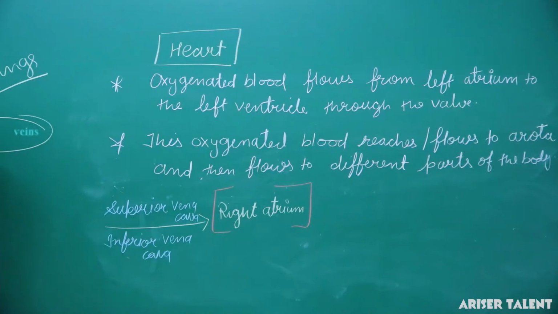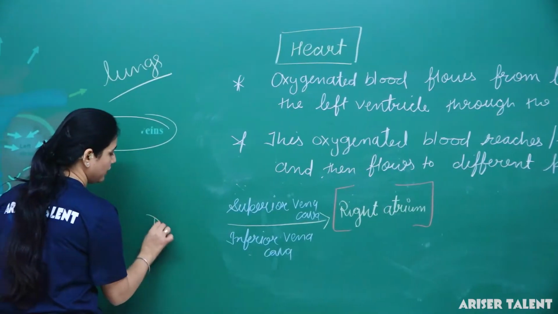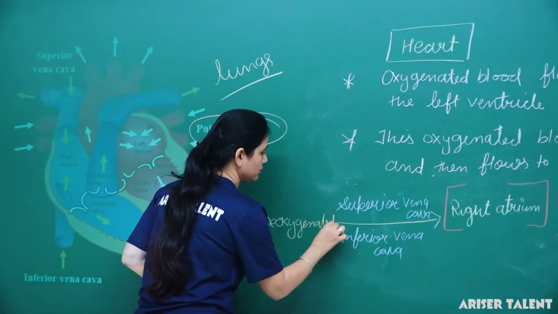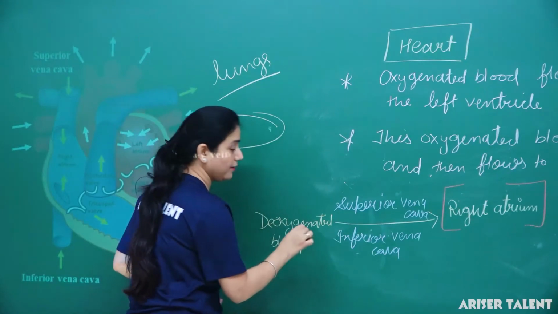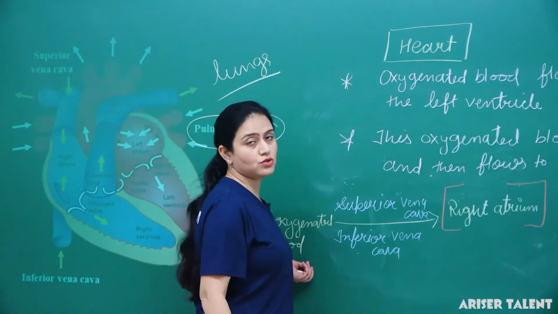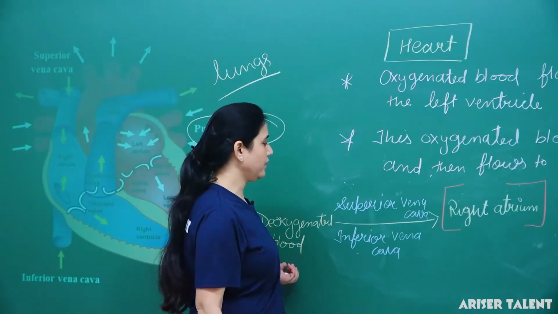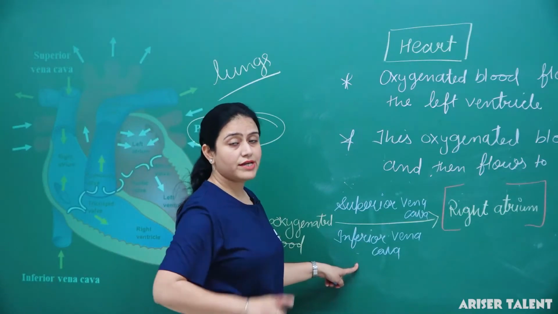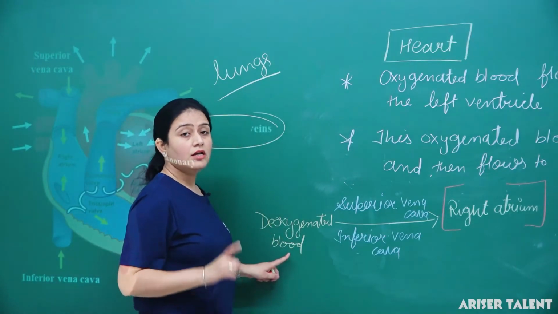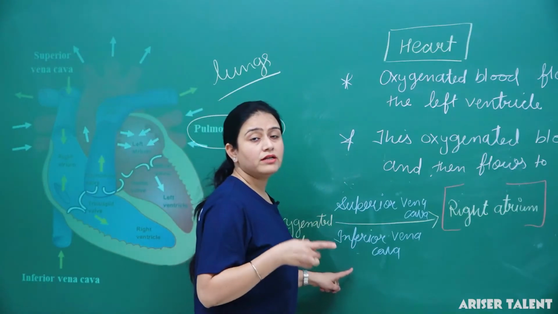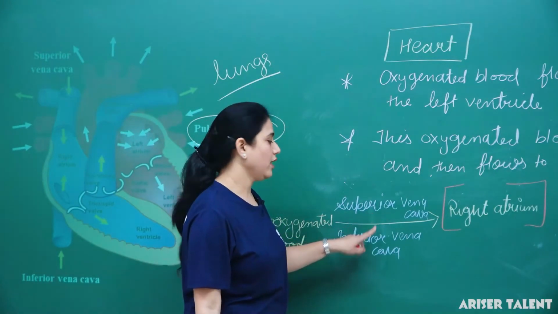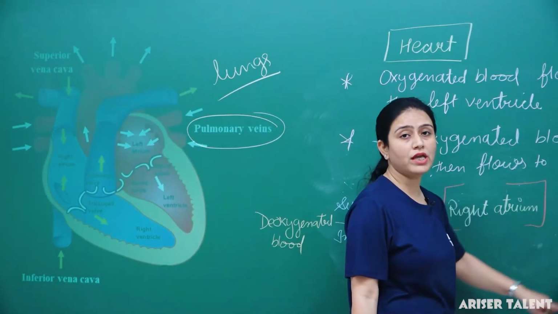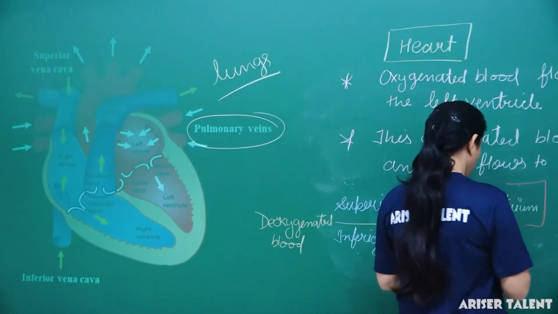This is deoxygenated blood. Deoxygenated blood means the blood which does not have oxygen. So deoxygenated blood reaches from the upper part of the body and lower part of the body, which means we can say that deoxygenated blood reaches the right atrium from the different parts of the body through the superior vena cava and inferior vena cava.